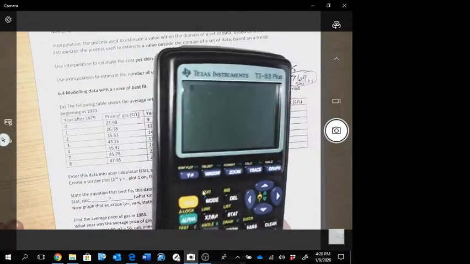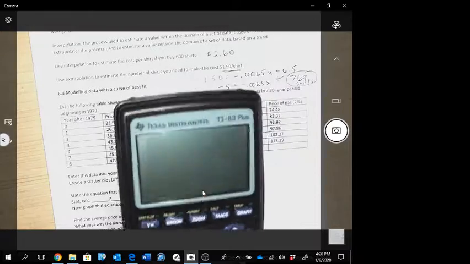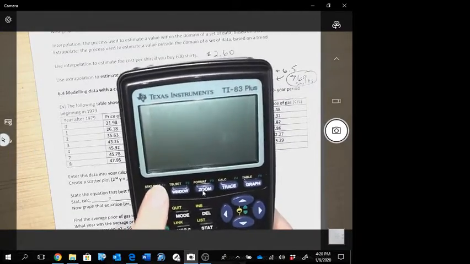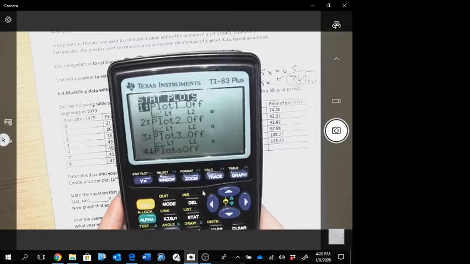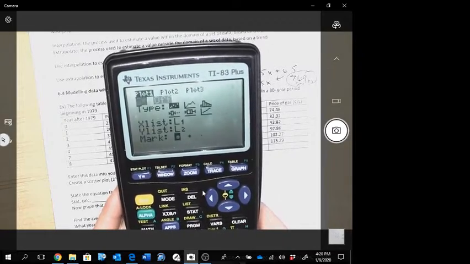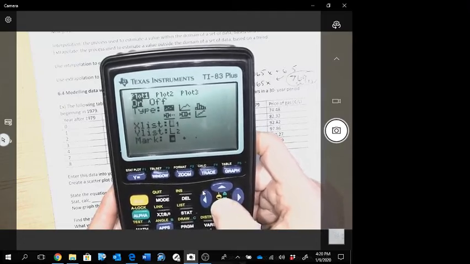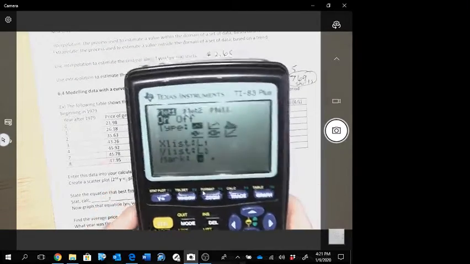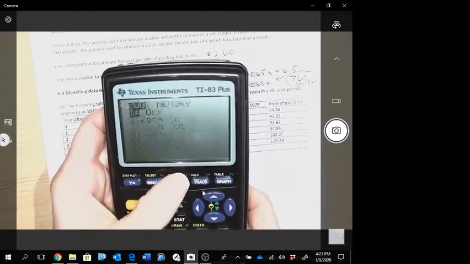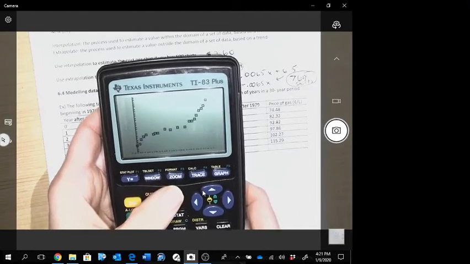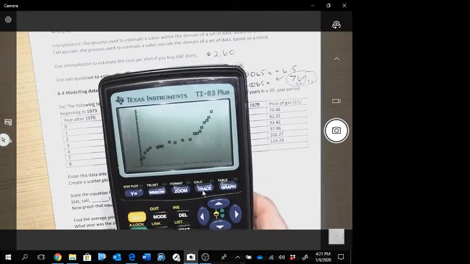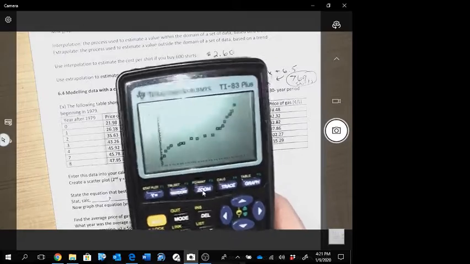Okay, so now I'm going to create a scatter plot. So I'm going to go into this yellow button, scatter plot. I'm going to hit enter, and I'm going to hit enter on that On button. I want to turn it on, and it's on the type that I want, and it's got my L1, L2. Okay, so I'm going to push zoom 9, zoom stat. Okay, so that is what it gives me.